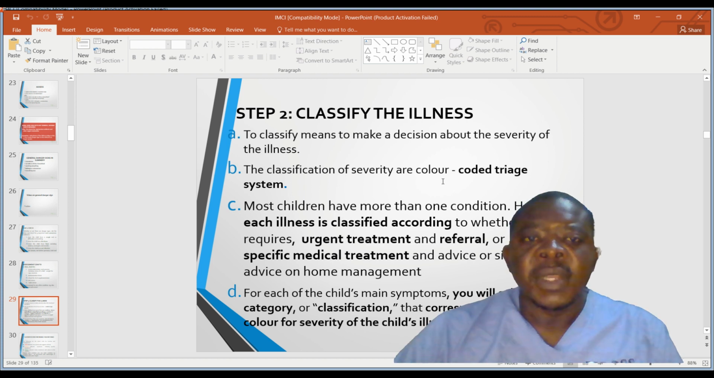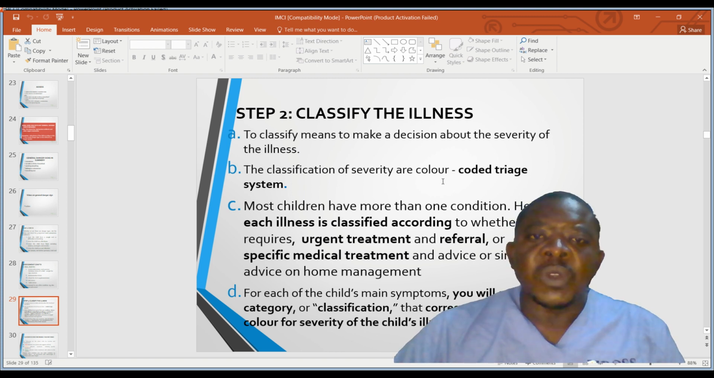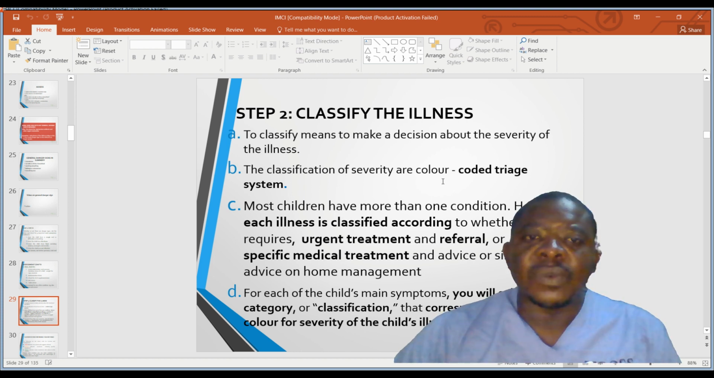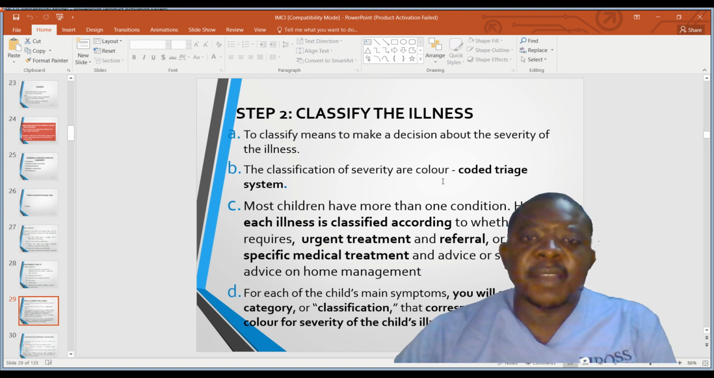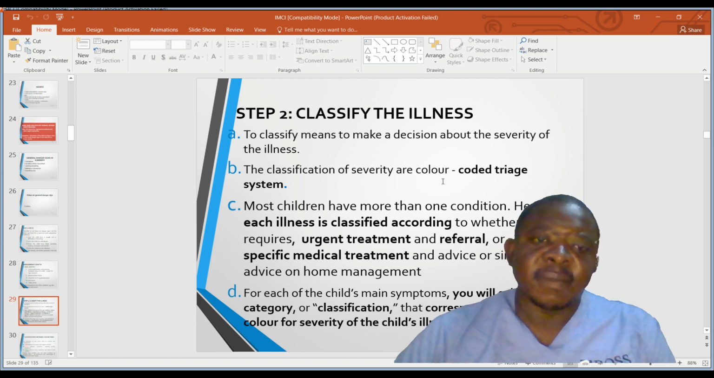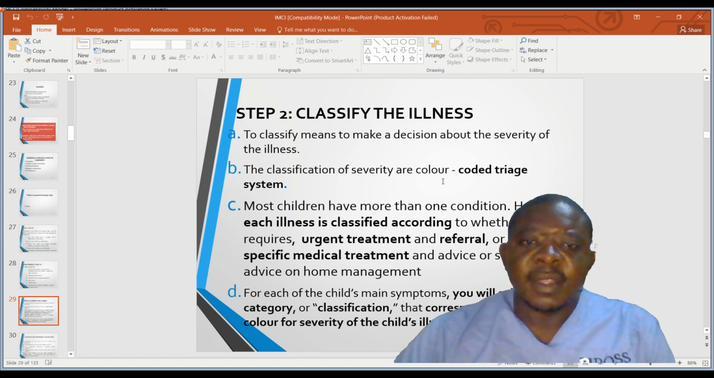Most children have more than one condition. Hence, each illness is classified according to whether it requires urgent treatment or referral, or specific medical treatment and advice, or simple advice on home management. For each of the child's main symptoms, you will select a category or classification that corresponds to the color for the severity of the child's illness.